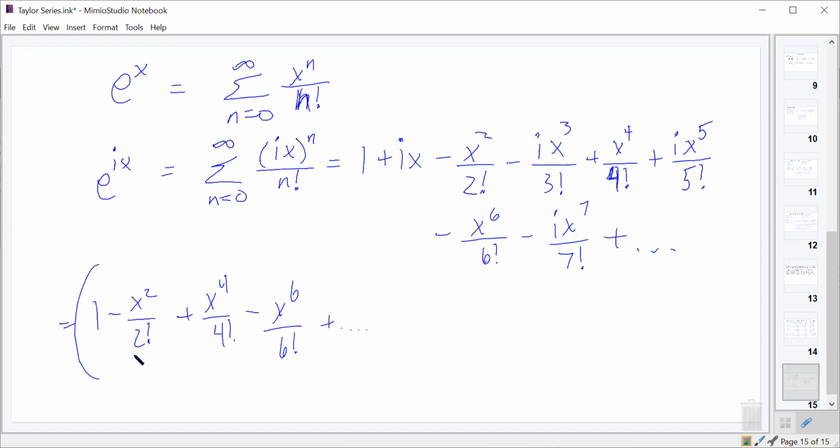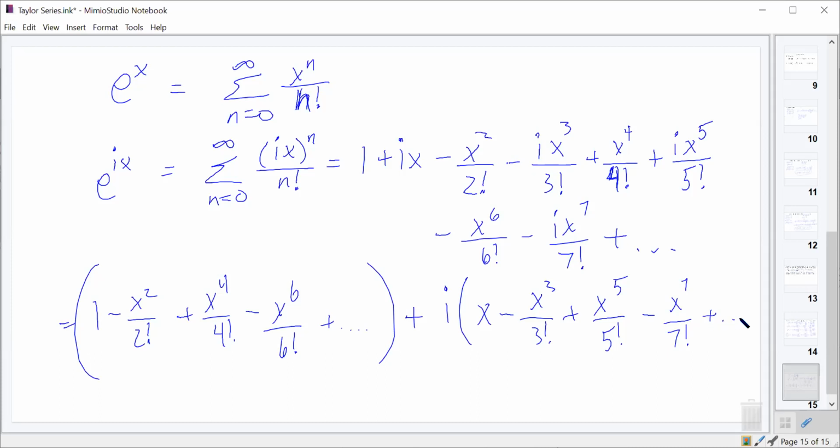And then I'm going to say plus, and then I've got this ix and this ix cubed and this ix to the 5th. Can I factor an i out of all of that? i times x minus x cubed over 3 factorial plus x to the 5th over 5 factorial minus x to the 7th over 7 factorial, and so on. Everybody okay with that? All right, cool. What is this series on the left?